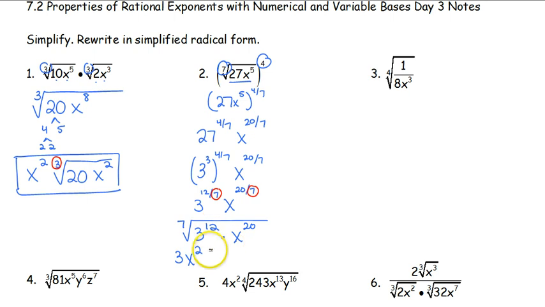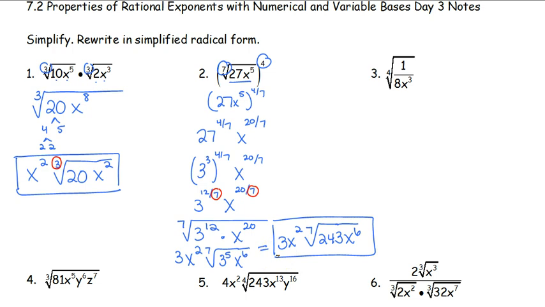If I took 7 3's away, that means I have 5 3's left. If I took 2 groups of 7, that means I took 14, which means I have 6 x's left. Then we want to evaluate. So this is going to become 3x squared. The 7th root of 3 to the 5th power is 243, and then the x to the 6th power. So don't forget that numbers and variables follow the same principle, but they've got a little bit different going on.